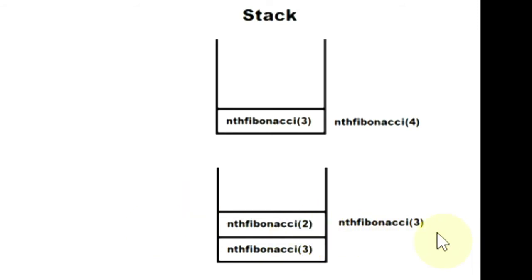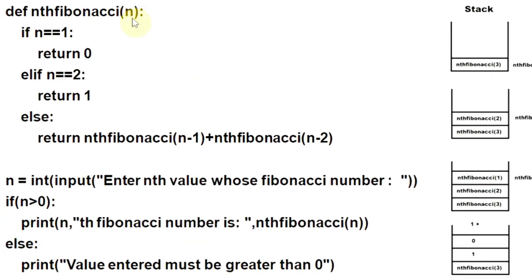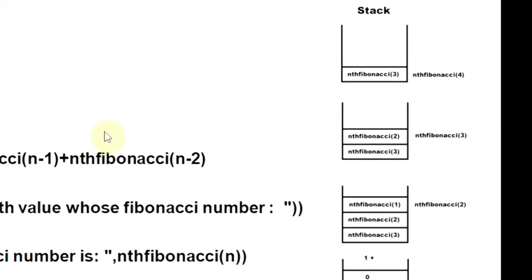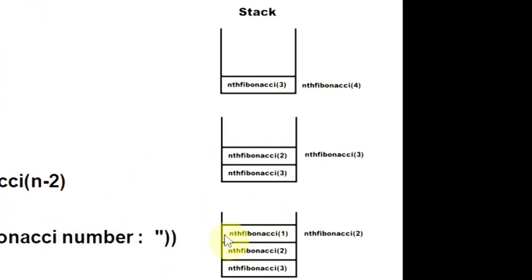And the nth Fibonacci 3 is invoked. This 3 will be assigned to the parameter n. Is n equal to 1? No. Is n equal to 2? No. So nth Fibonacci 2 will be called. 3 minus 1 is 2. But what about this nth Fibonacci 1? 3 minus 2 is 1. This nth Fibonacci 1 is not yet called. So again the compiler will push it onto the stack that it has to be called.